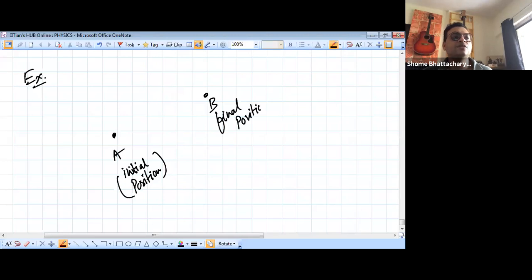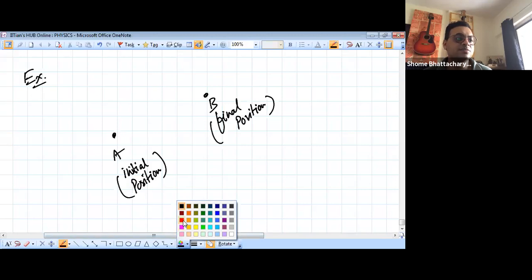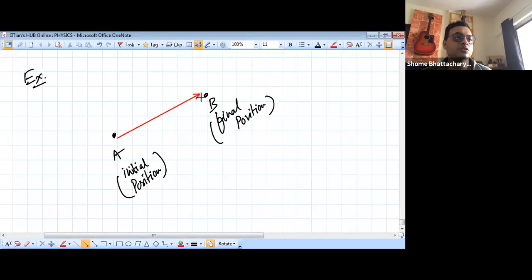So when we are calculating displacement, we are not concerned with how the particle reached from A to B. We are just concerned with two things. What is the initial position and what is the final position? So our displacement becomes what? It becomes this straight line. In fact, it becomes an arrow. We will very soon be studying about vector arrows and we'll learn the significance of the arrow also.